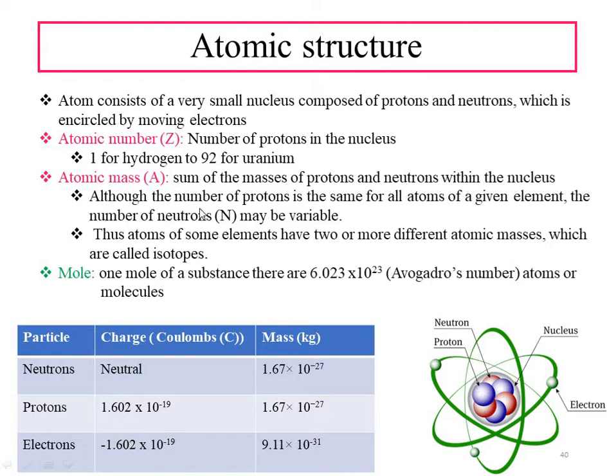Although the number of protons is the same for all atoms of a given element, the number of neutrons may vary. Sometimes, even though the number of protons is the same, the neutrons can vary. Thus the atoms of some elements have two or more different atomic masses, which are called isotopes. This is general information regarding isotopes, so please keep it in mind.